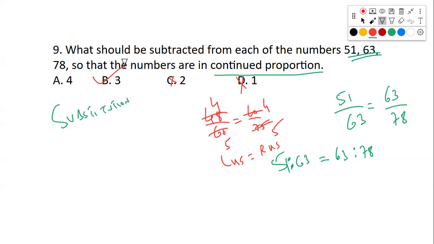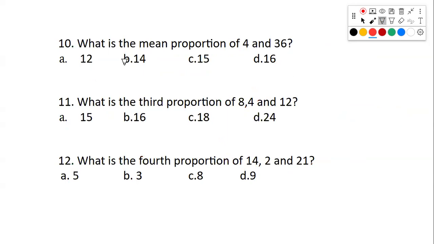So let's go a little forward now. Try this one. What is the mean proportion? B square equals AC. That is mean proportion. B is root of AC. So put the question number and your answer. 10, 11, 12. So similarly, you have to find out the third proportion and the fourth proportion also.